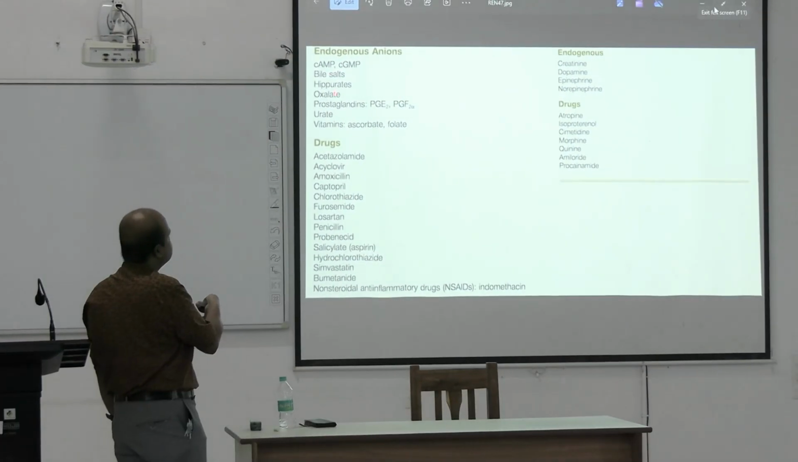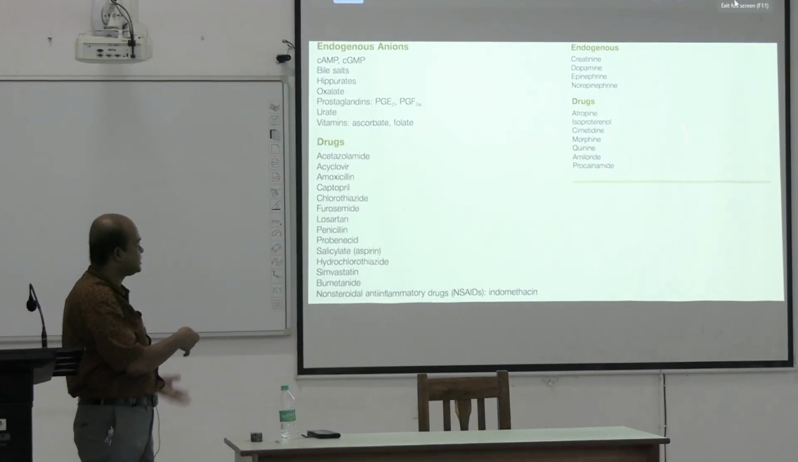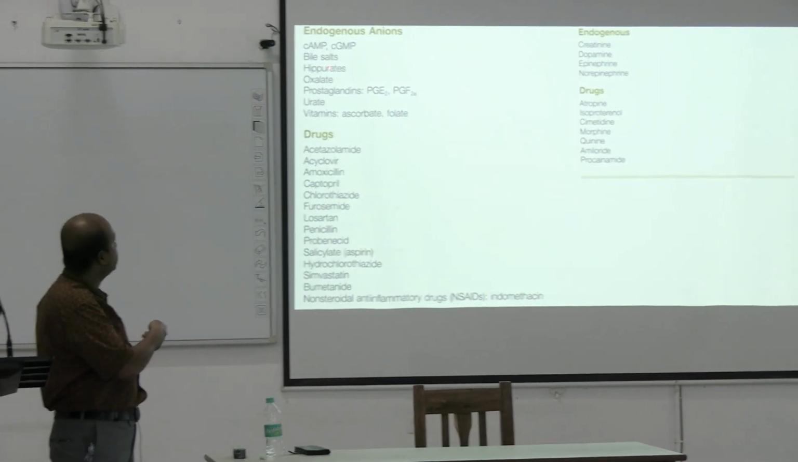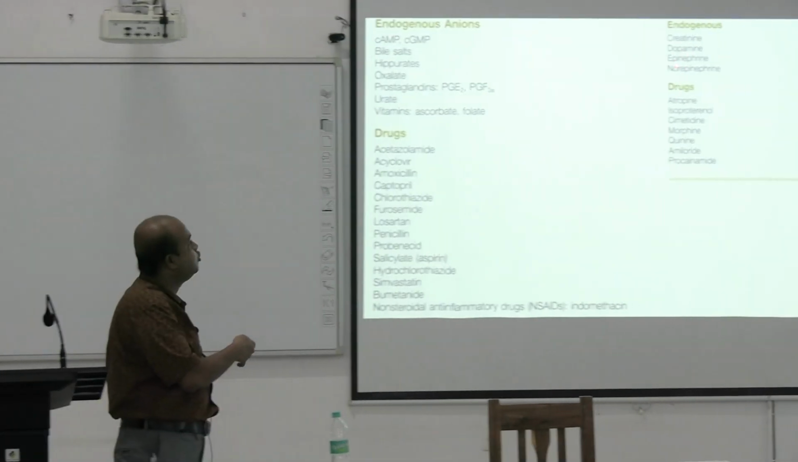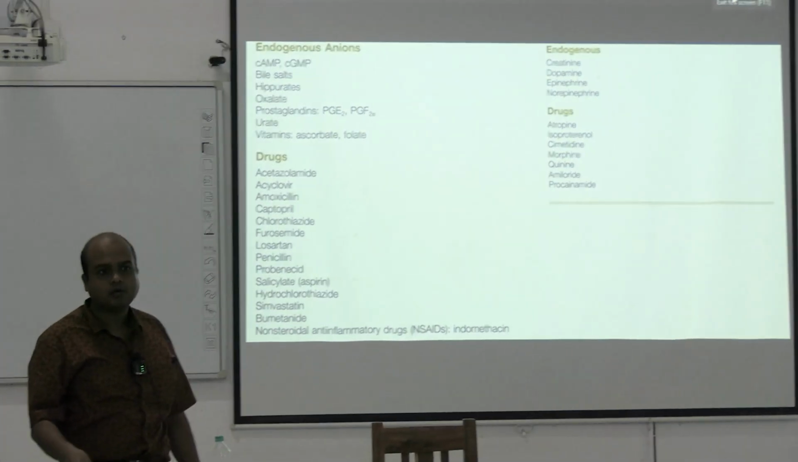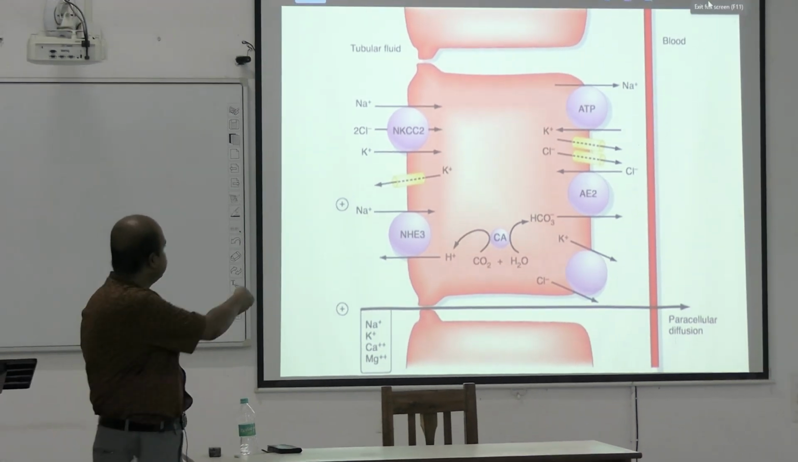These are some endogenous anions like bile salts, urate. This is a short list, but you don't have to remember all. Urate, oxalate, bile salts are anions. But creatinine, dopamine, epinephrine, norepinephrine, what are they? Catecholamines. Those are cations.